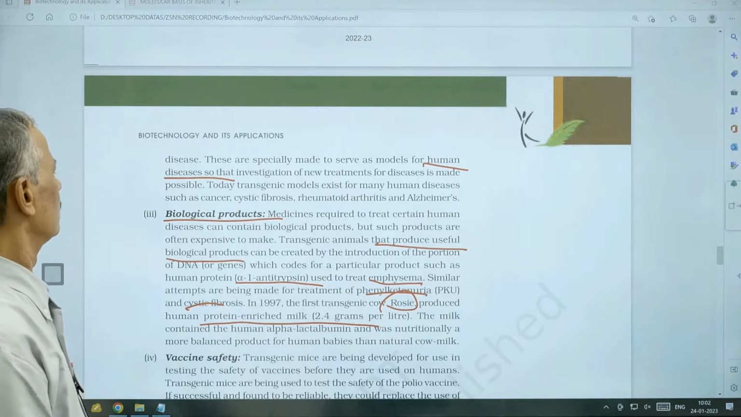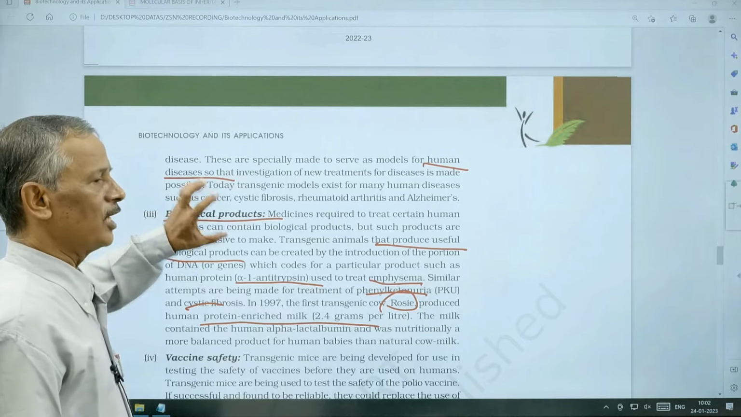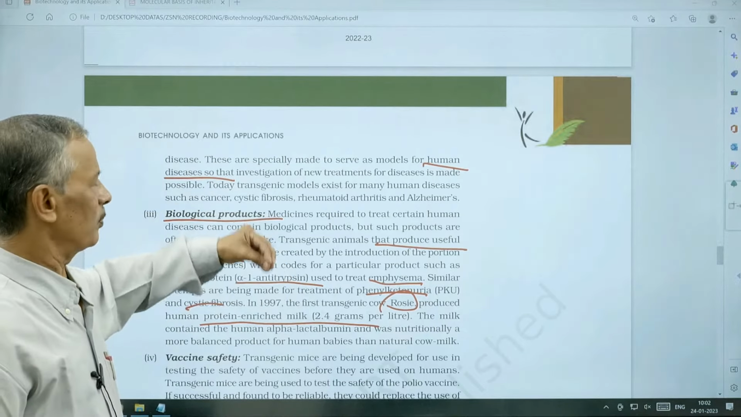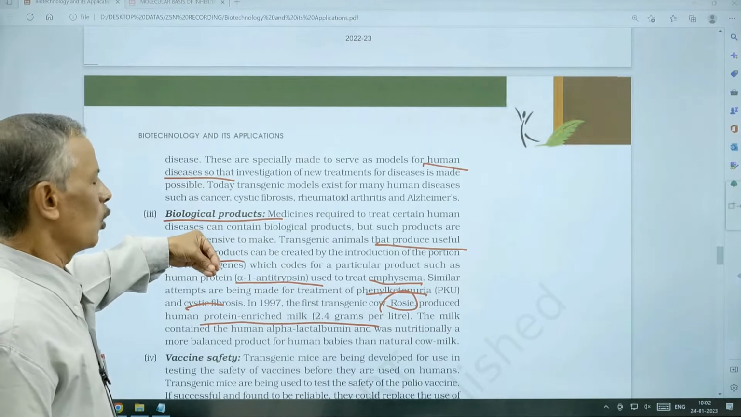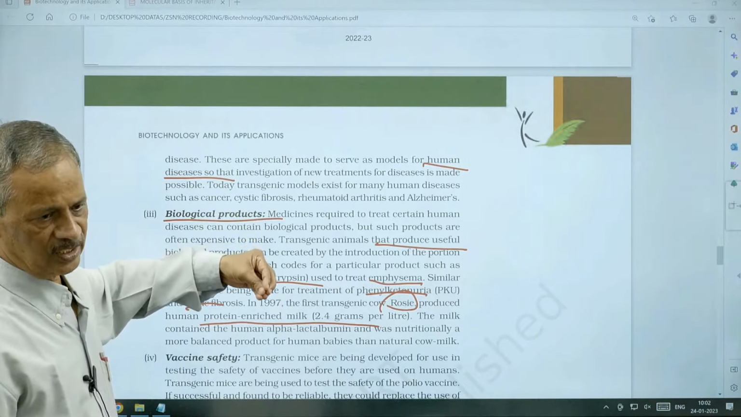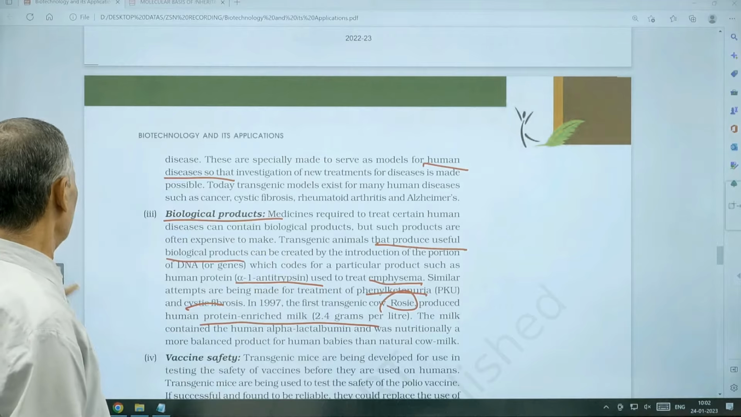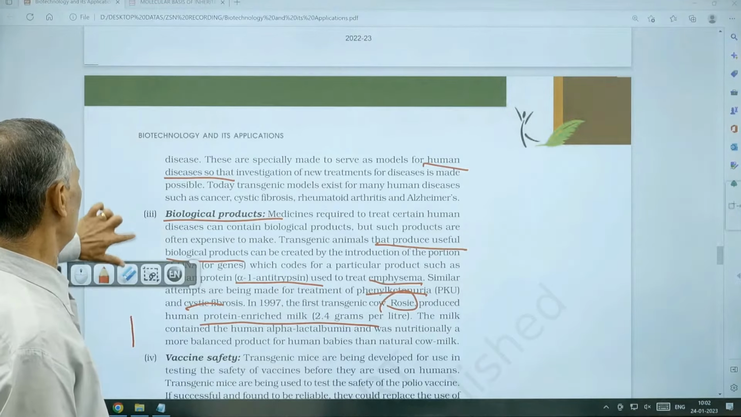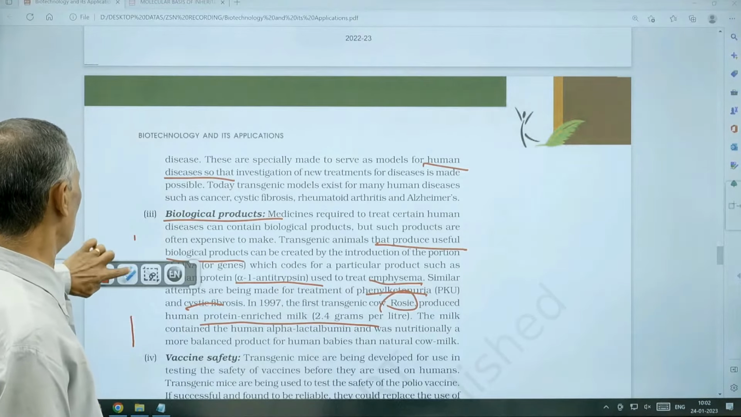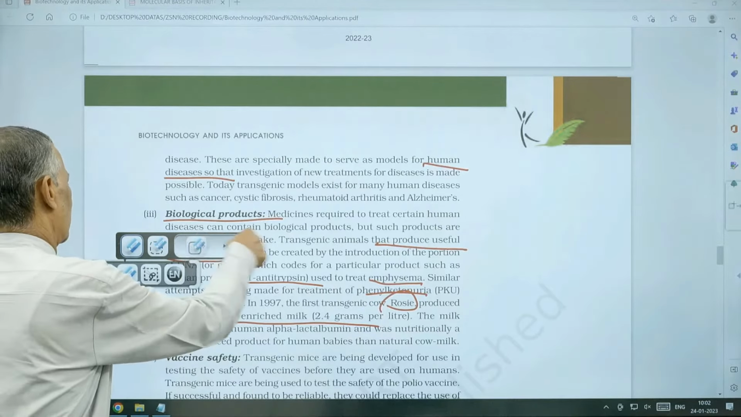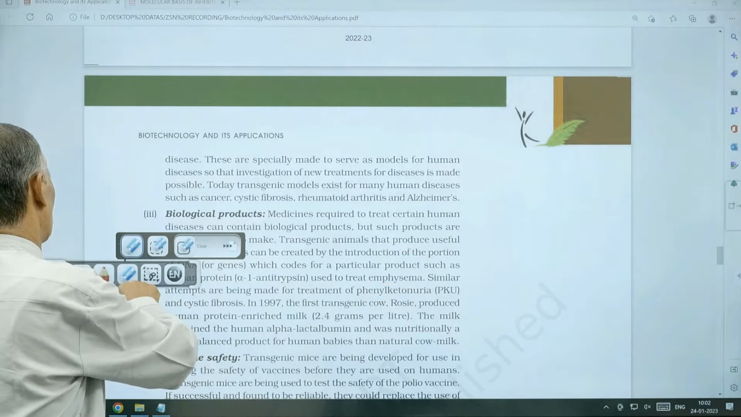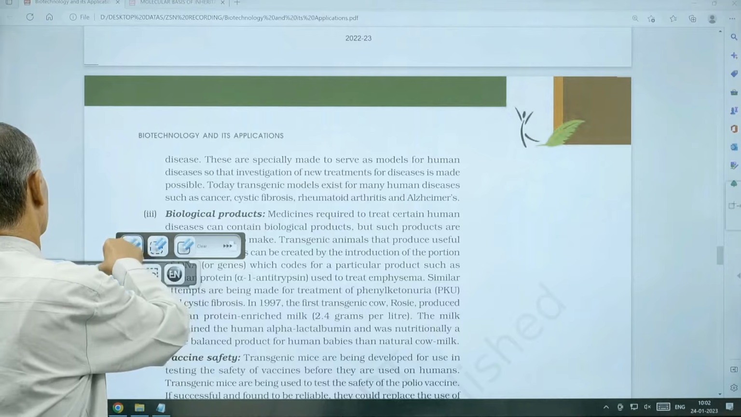Okay. So, we are all getting products. We produce Rosie, Tracy, alpha-1 antitrypsin sheep. Okay. We have a large number of such genetically modified organisms, all giving something which is essential for our health.